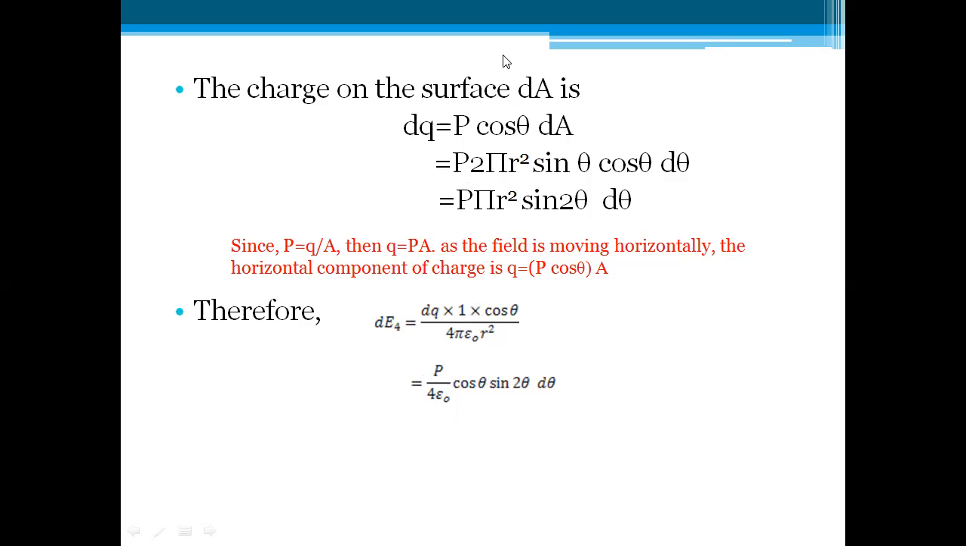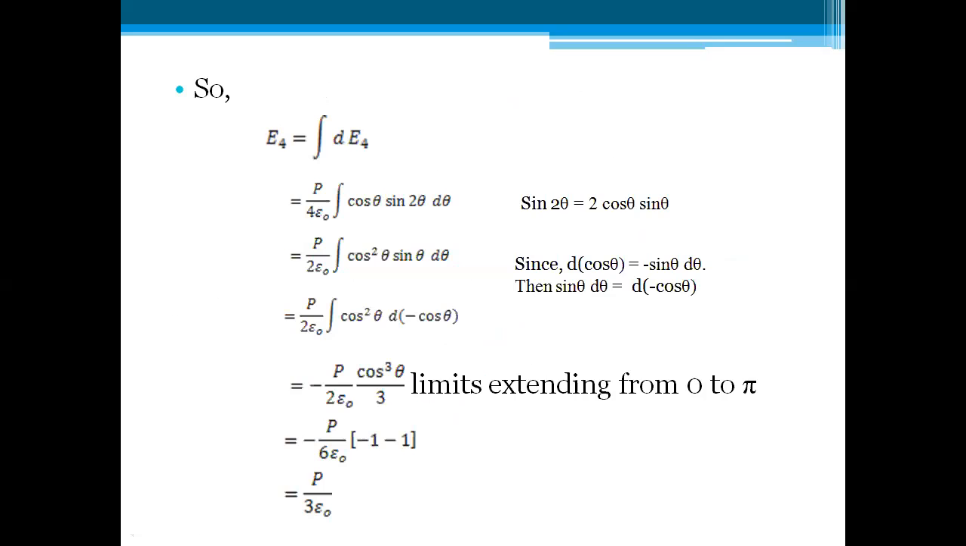This is the small electric field which is produced in a small area dA. Now if you want to find out the total field, E4 is equal to integral dE4. In place of dE4, just replace it with p by 4 pi epsilon naught cos theta sine 2 theta d theta. Substituting sine 2 theta is 2 cos theta sine theta, you'll get p by 2 epsilon naught cos square theta sine theta d theta. Again, d cos theta is nothing but minus sine theta. So sine theta d theta is nothing but d of minus cos theta.